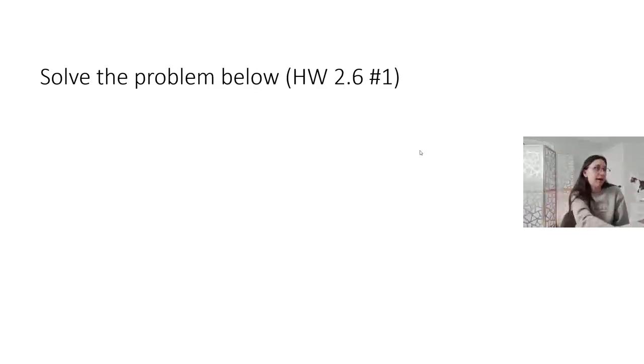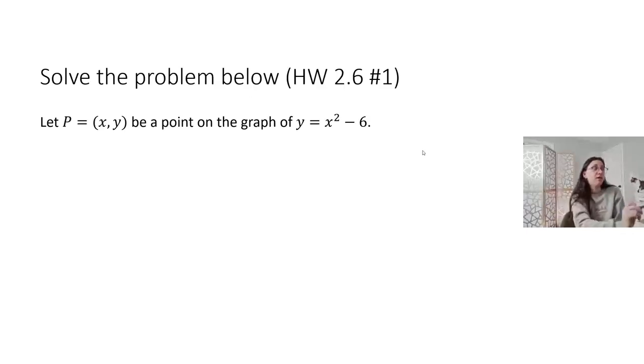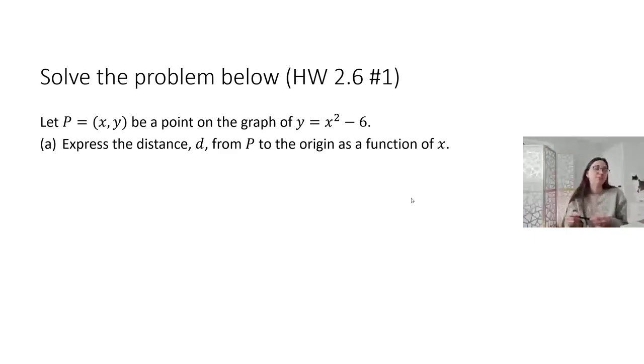2.6 on mathematical modeling. We're going to start with a problem similar to your homework 2.6 number 1. Let P be any point (x, y). So we don't know what (x, y) is, we just know it's some coordinate. It's a point on the graph of y equals x squared minus 6. The first thing we want to do is express the distance of this function from the origin. So P is some point on this function, and the origin is our point (0, 0).